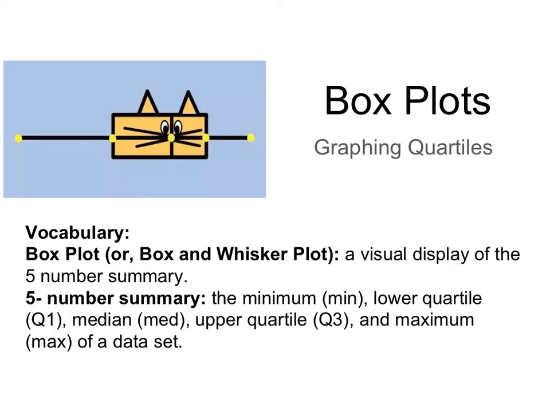In this video, we're going to learn how to make a box plot, which is a visual version of the quartiles. So our vocabulary for today, a box plot, which is also sometimes called a box and whisker plot, hence the lovely little image on the screen, is a visual display of the 5-number summary. And the 5-number summary is the minimum, the lower quartile, the median, the upper quartile, and the maximum of a set of numbers. And those numbers can be the same as each other sometimes.